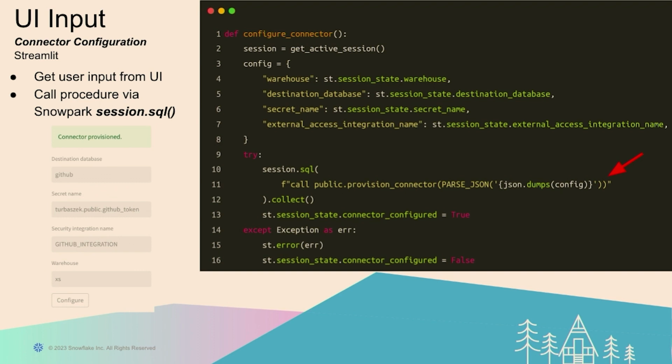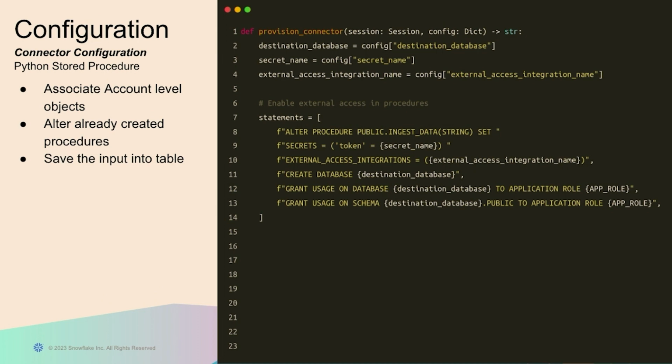Let's go deeper and see how the procedure really looks. The purpose of this procedure is to create the statements to either create the necessary objects or alter the objects which we've already created. As you can see in line 11, we are creating the destination database. That's where our data will land.